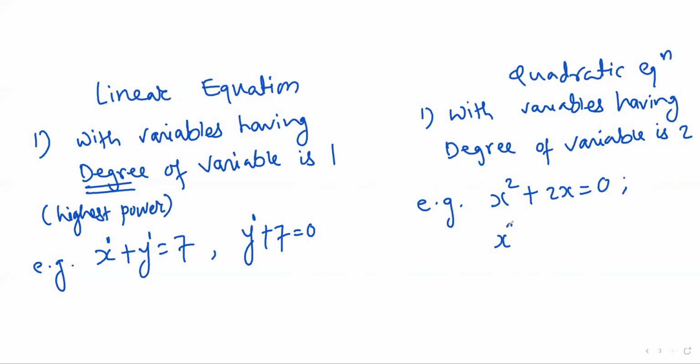Similarly, x square plus 5 equal to 0. It is also quadratic equation. y square plus 2y plus 7 equal to 0. Right? These are the examples of quadratic equation, as here the highest power of the variable is 2. Right?